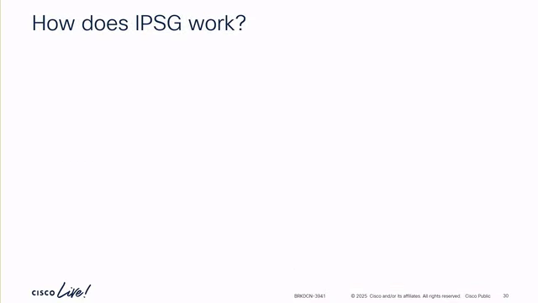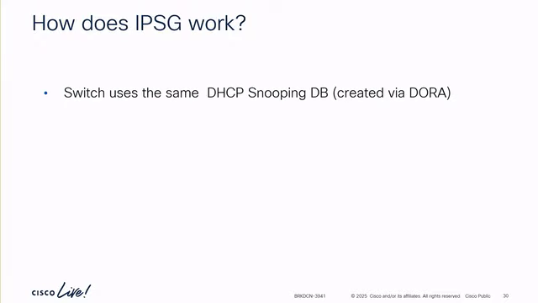And how do you solve the problem? Same method as the previous case with some small differences. You need to have the DHCP snooping database because that is the holy grail. And then you download the DHCP snooping database to hardware. This is the most important point for IPSG.